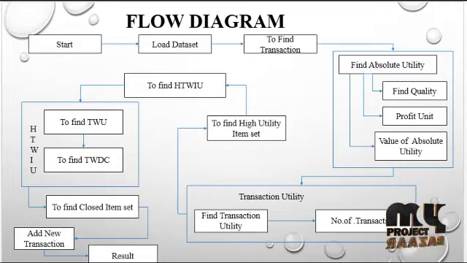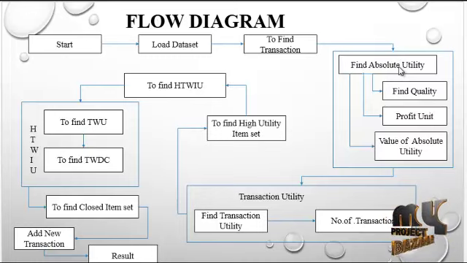So now we are going to discuss our process flow diagram. This is our flow diagram. First of all, we are going to load our data set for our entire process. Next, after loading the data set, we have to find the transaction. Transaction is one of the actions. After finding the transaction, we have to find out the absolute utility.